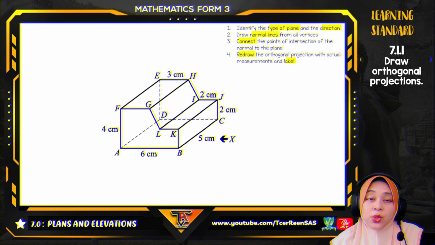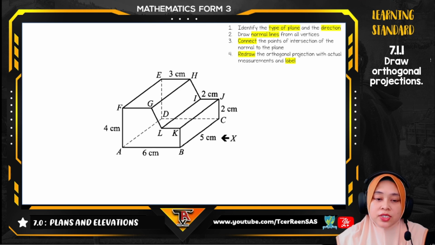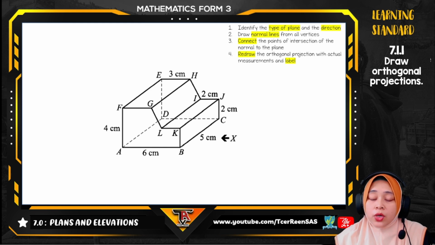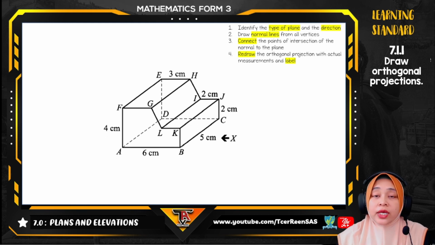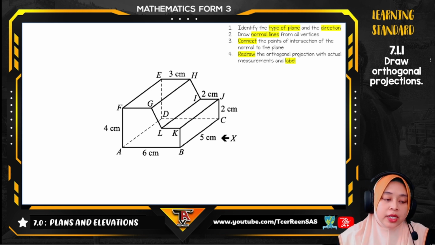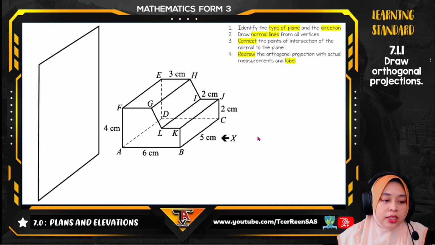Next, this is the second question from the same object given. Now we are changing our viewing direction, which is from the side. Can you see the X one? X is the direction. And what is the type of plane you need to draw? The type of plane is vertical, the vertical plane. So here is the plane that we will draw for this object.